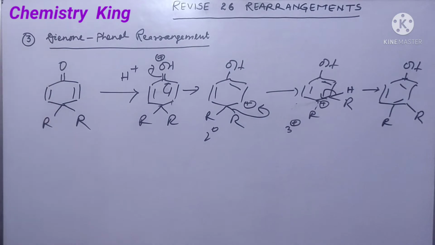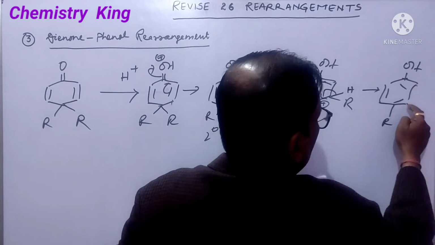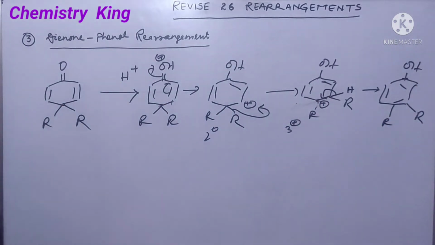It is dienone phenol rearrangement. It is just the reverse of pinacol pinacolone rearrangement. You are getting here a 3,4 disubstituted phenol, and you are getting this from dienone, so it is called dienone phenol rearrangement.